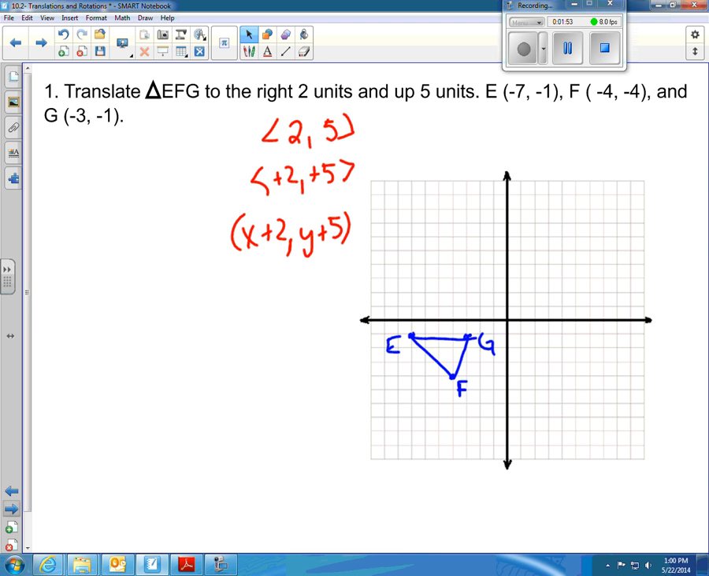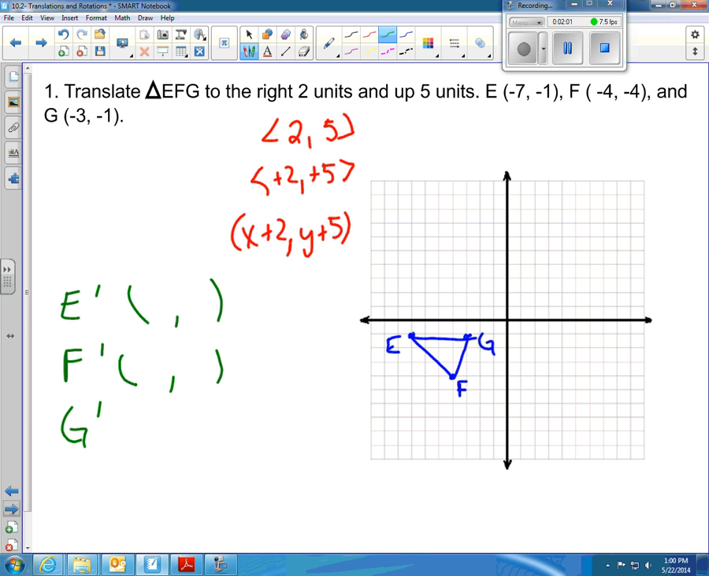Now we're going to come up with our new points. We're going to use a different color for E prime, F prime, and G prime. Again, we have to use a different color and label. So now we're going to take our -7 and add 2 to it, so -5. We're going to take our -1 and add 5 to it, so we get 4. F at -4, -4 is going to turn into -2, 0. And then our G at -3, -1 is going to turn into -1, 4.